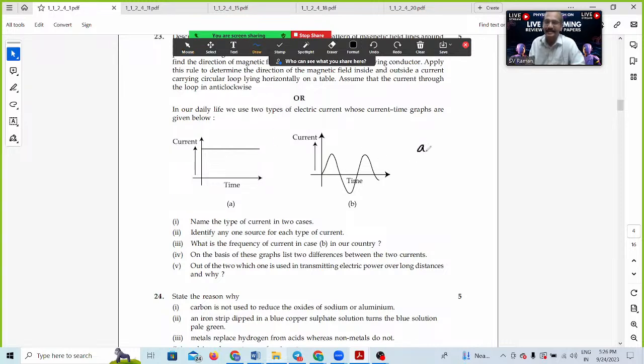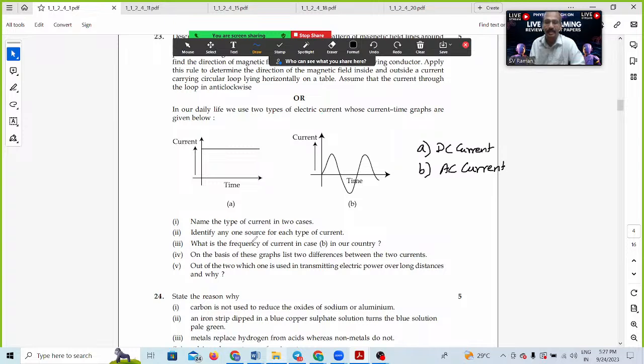First case, the type of current is DC current. In DC current, in the sense of direct current, there is no frequency, so it is a straight line. And B, this diagram will give AC current. AC current, in the sense of alternating current, goes up and down of the x-axis. So name the type of current in two cases: first case DC current, second case AC current. So here 1 mark will be given.